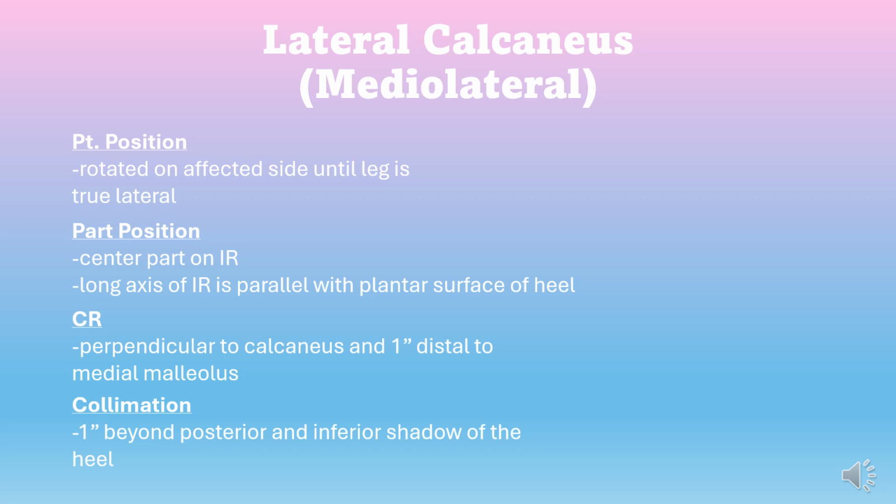For this projection, the lateral calcaneus is a medial lateral projection. The patient is going to be rotated on their affected side. The part is centered to the IR. The central ray is perpendicular to the calcaneus and 1 inch distal to the medial malleolus, and the collimation is 1 inch beyond the posterior and inferior shadow of the heel.